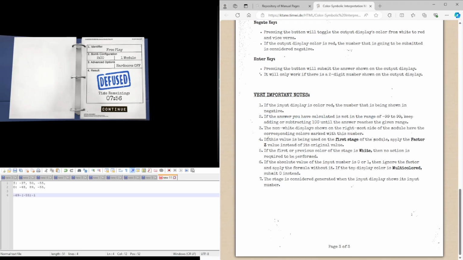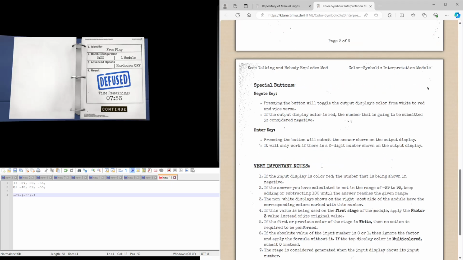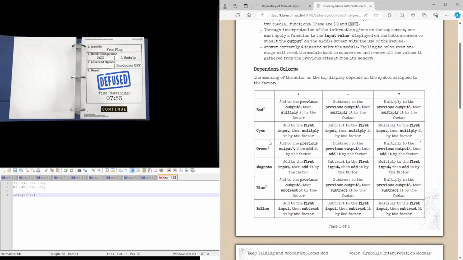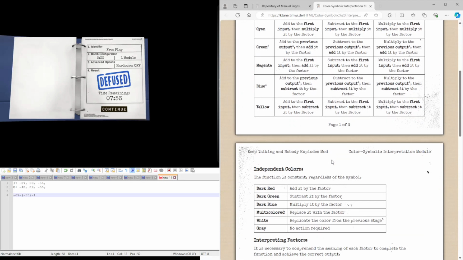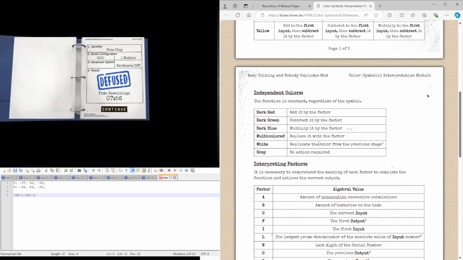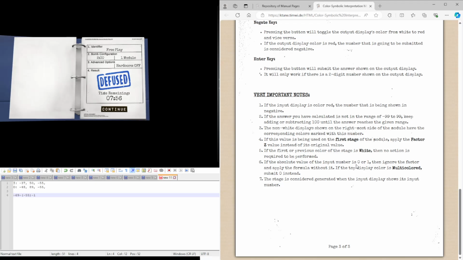The non-white displays on the right side module have the corresponding colours marked with this number. If we look up here, that's referring to red, green and blue. So if you don't know what dark red, dark green and dark blue are, if they look red, green or blue but don't match the things that look down the side, then that's what it is. It's dark instead. We mentioned the first stage stuff. We mentioned the white thing.